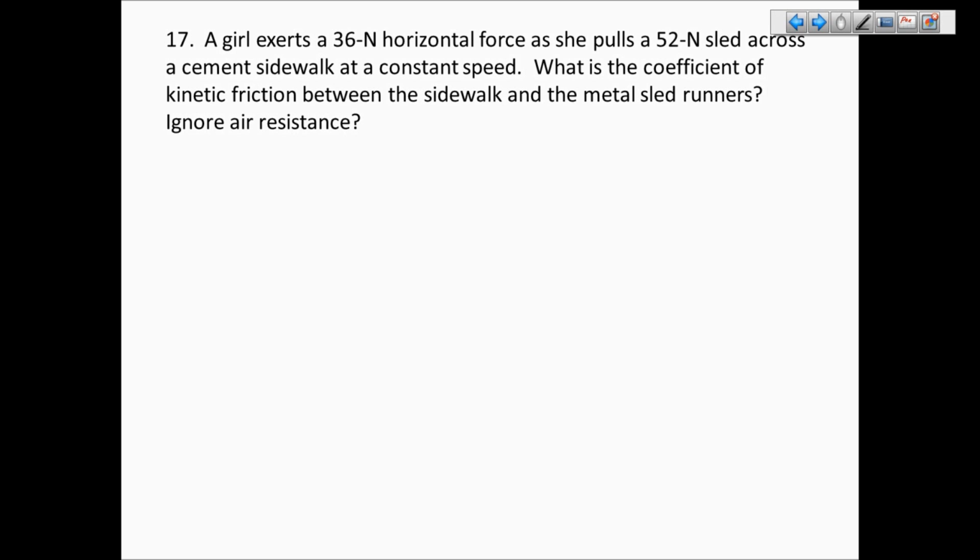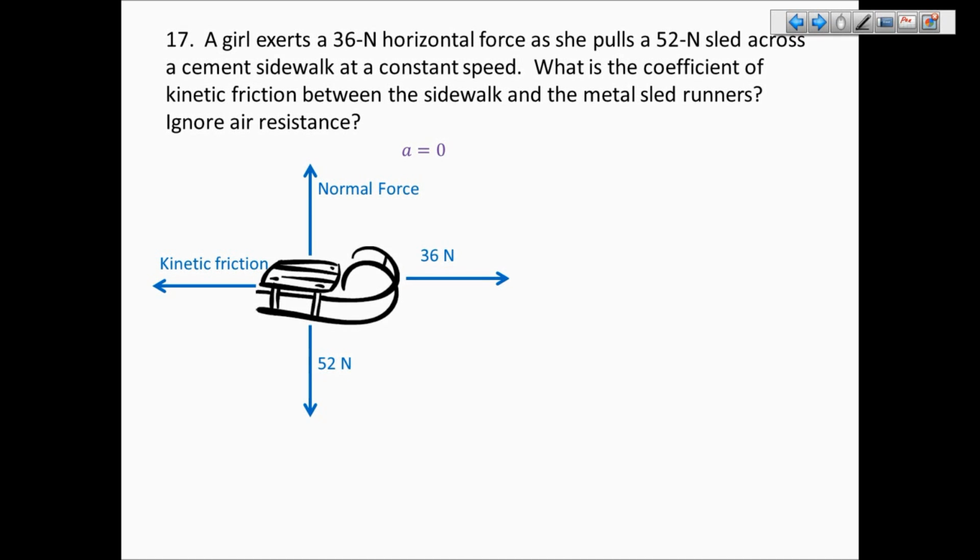Ignore air resistance. So here we see a free body diagram for the four major forces acting on this sled. The normal force, the weight, the kinetic friction that we're trying to find, and the 36 Newton force that's pulling the sled along. Now, it's labeled as a 52 Newton sled, so they're actually telling me the weight of the sled. I don't want to multiply that by 9.80. That's the weight. That's mg.